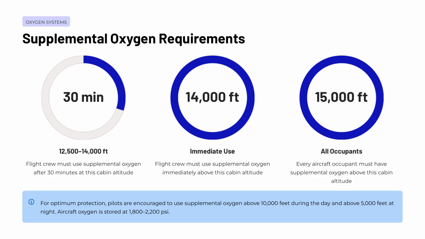Beyond regulatory minimums, best practice encourages pilots to use supplemental oxygen above 10,000 feet during daylight operations and above 5,000 feet at night, since night vision is particularly sensitive to even mild hypoxia. Aircraft oxygen systems are high-pressure systems, with oxygen stored between 1,800 and 2,200 pounds per square inch. So proper handling and system awareness are essential. Understanding these thresholds is not just a regulatory requirement. It is a critical safety discipline that protects both you and everyone on board from the insidious and often unrecognized effects of hypoxia.